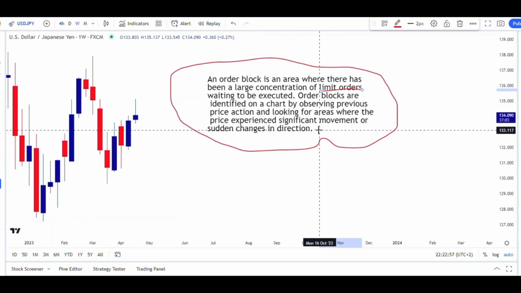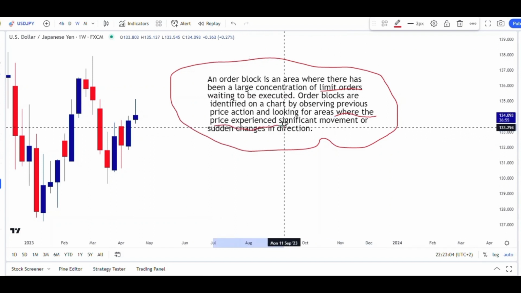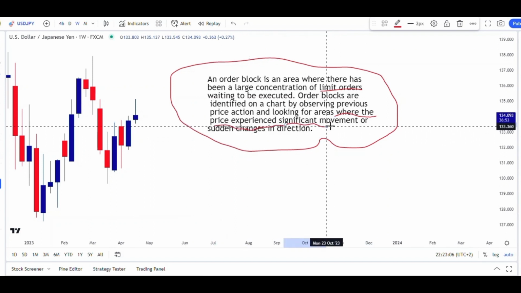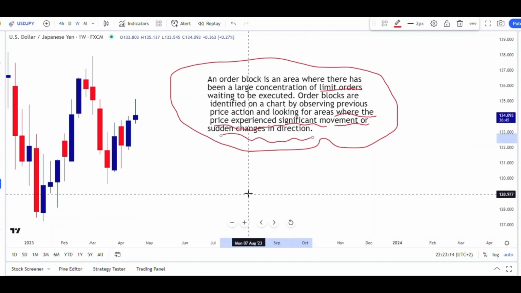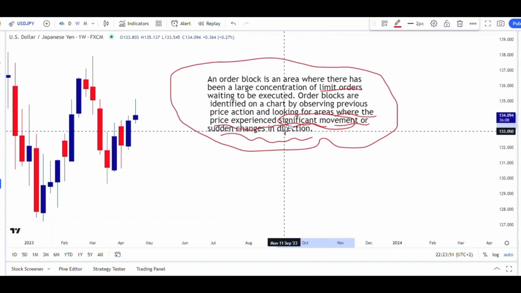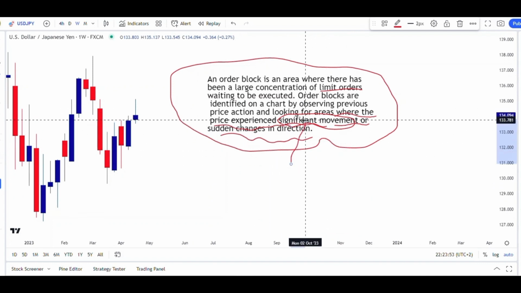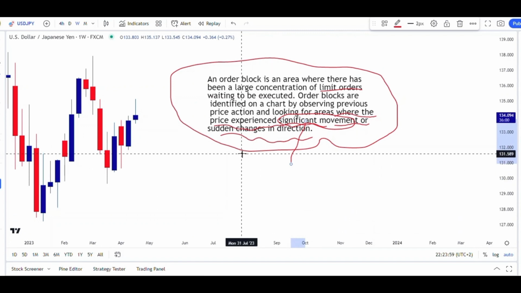Guys, the most important line here is where the price experienced significant movement or sudden changes in direction. You understand that? So, significant movement. As I'm talking about significant movement, I now have to introduce you to the ERC candle, because whenever we analyze the chart to find the best order block, we have to look for ERC candles.